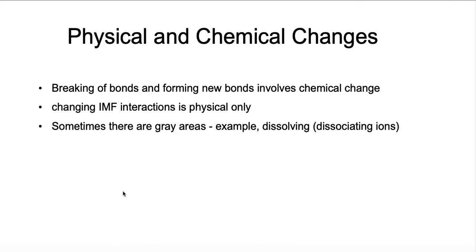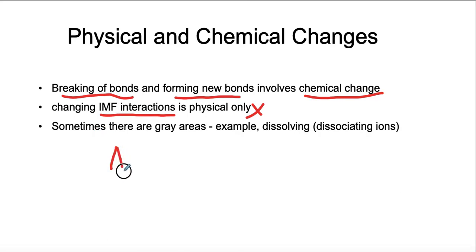Physical and chemical changes in general. We mentioned this already at the beginning, but breaking bonds and forming new bonds is a chemical change in a chemical reaction. So changing the connections is the chemical change. Changing IMF interactions is not. So that is not a chemical change. It's not a chemical reaction.